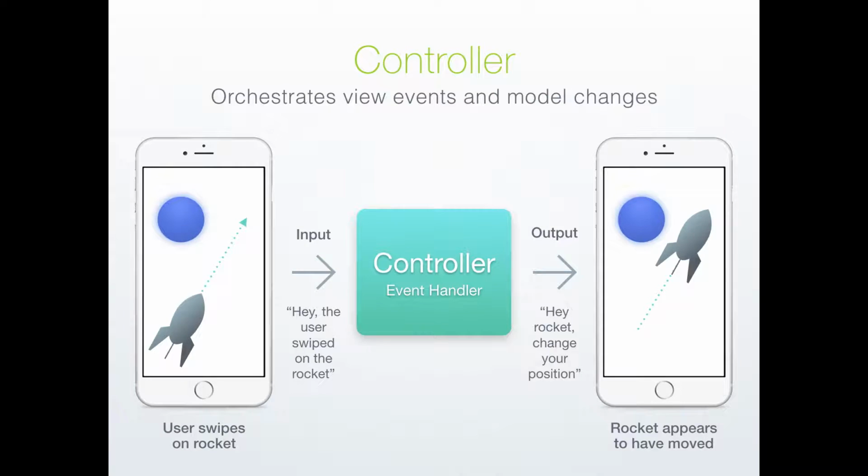So going on to the controller, the controller orchestrates view events and model changes. It's kind of like the dispatcher between the view and the model. So let's say a rocket doesn't know anything about being tapped or swiped, like when we saw in the model. It just had maybe turn, it had accelerate, decelerate. So then the controller connects the events of the view. Remember we had the tapping and the swiping. And then the controller can in turn tell the model to turn maybe when the user does a swipe.